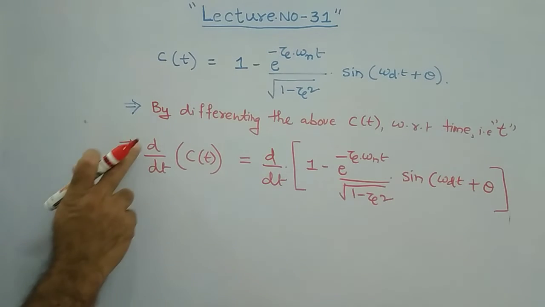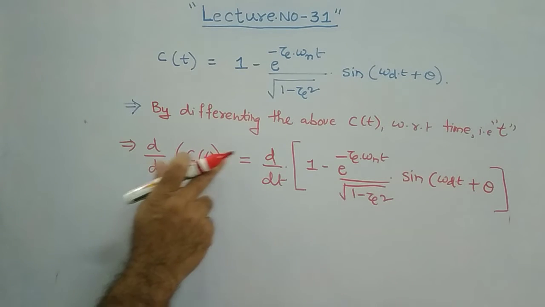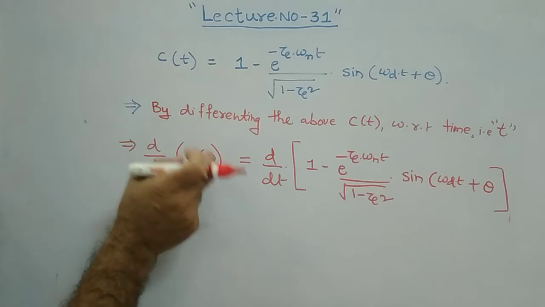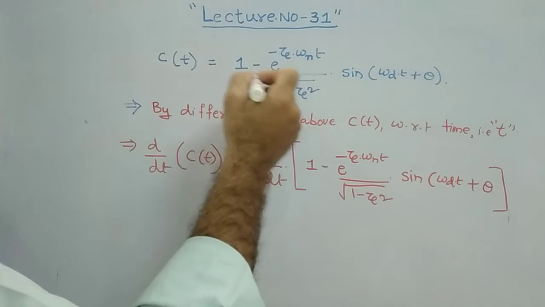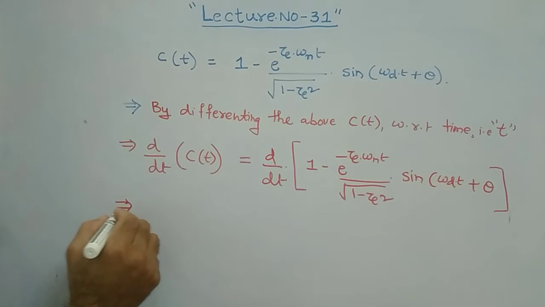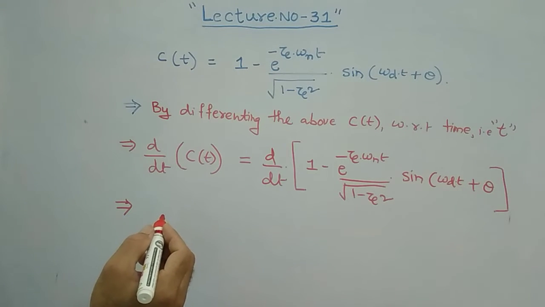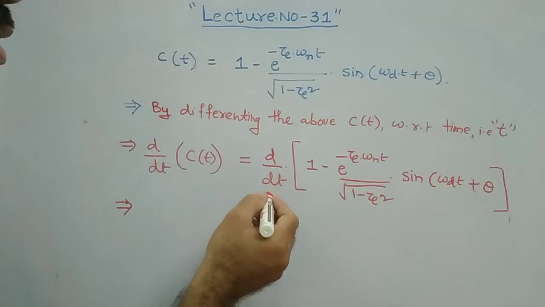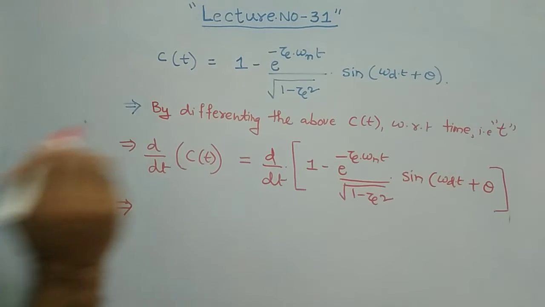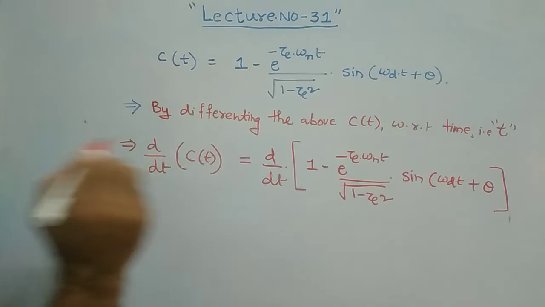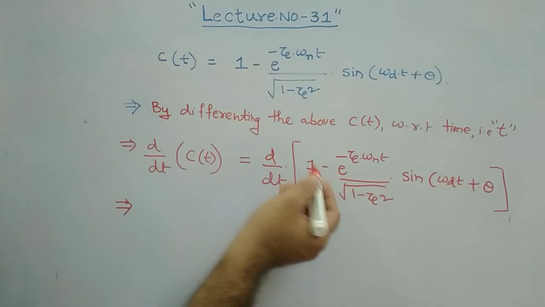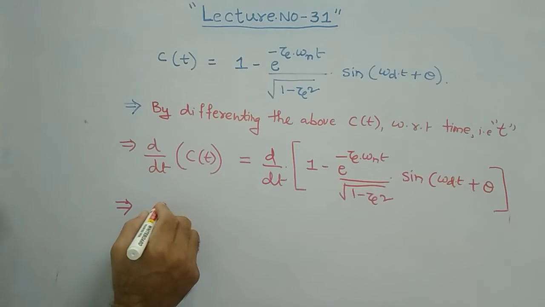Clear? So d by dt of C of t. What is C of t? C of t is equal to this entire expression. Write the same here. This implies what you will have? Differentiate this entire expression with respect to t. So this is constant, then d by dt of 1 is 0. Therefore it will be 0. Then what we will have?